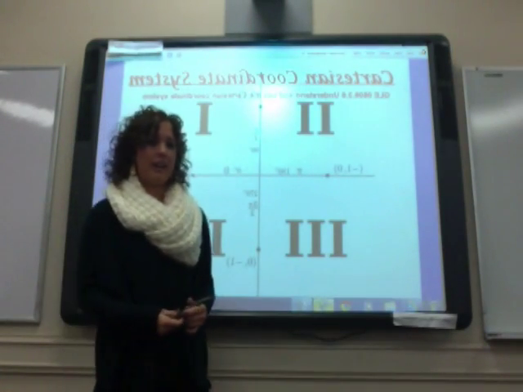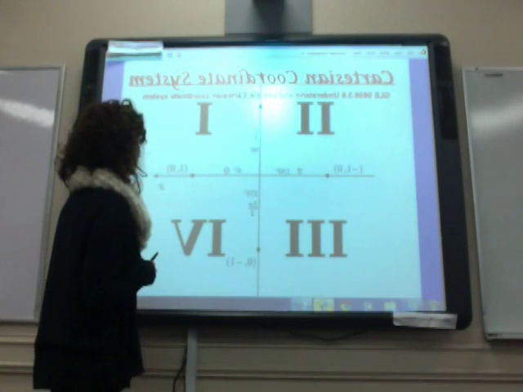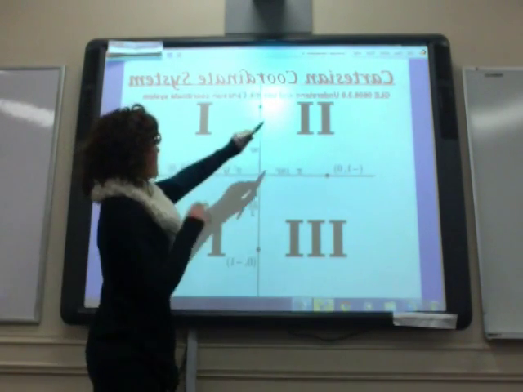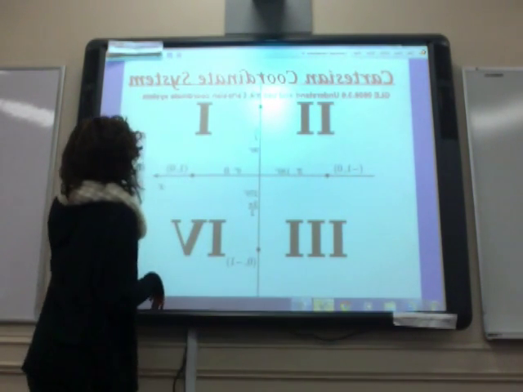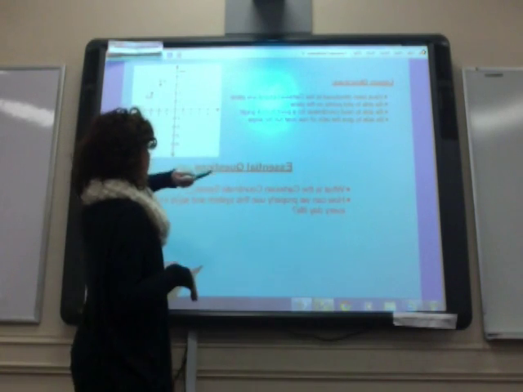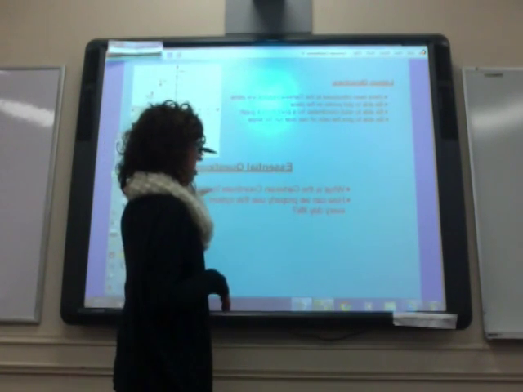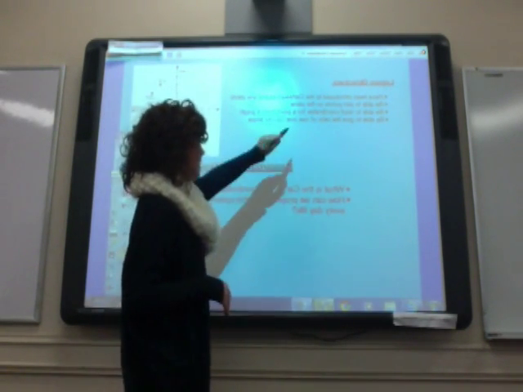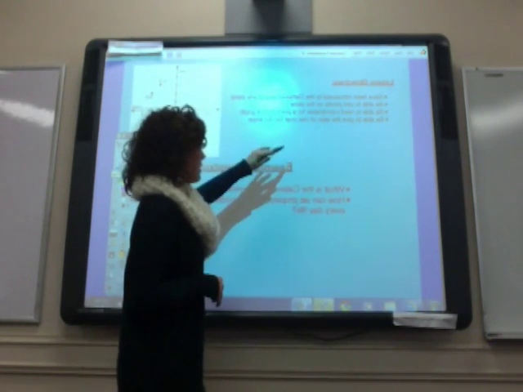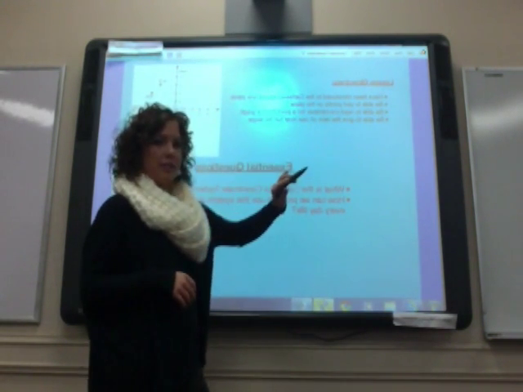Today we are going to talk about the Cartesian coordinate system. This is just the state standard that it's going to follow, and this is actually what we really have to pay attention to. The lesson objectives are kind of just the summary of what you're going to learn today.